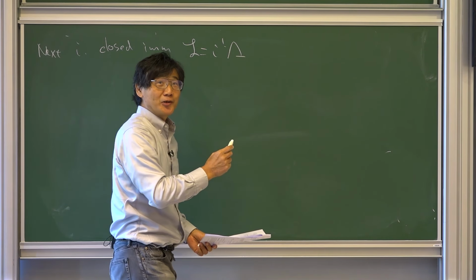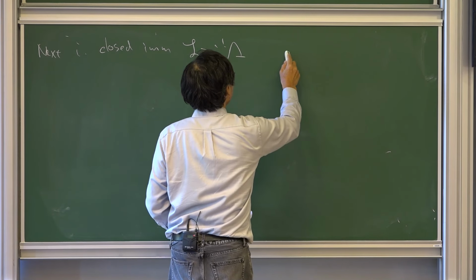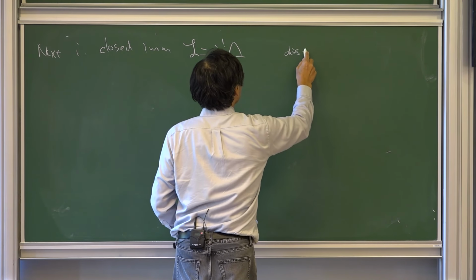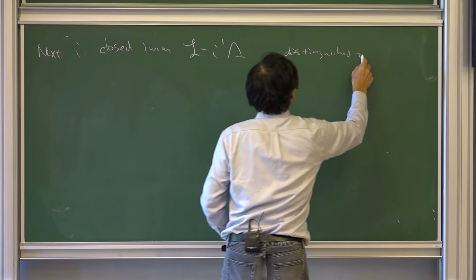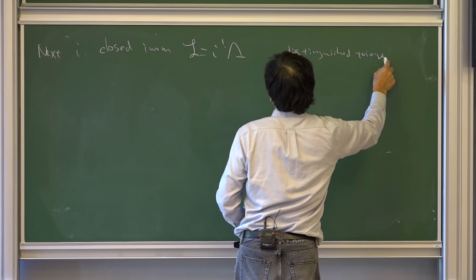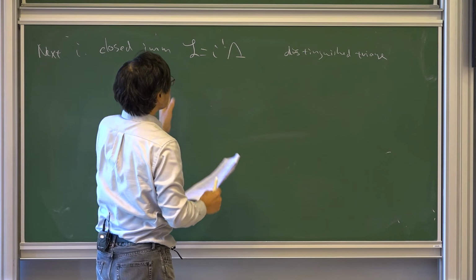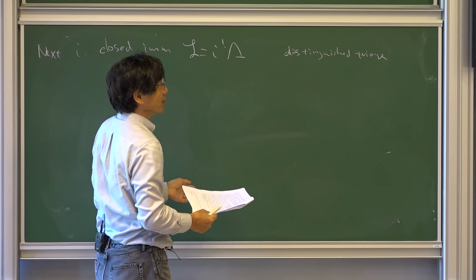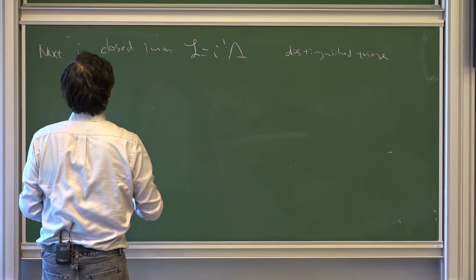So I'm already out of time. So I just say that I use the distinguished triangle. So yeah, we have a closed immersion, so the complement is open, so we can use the first one.